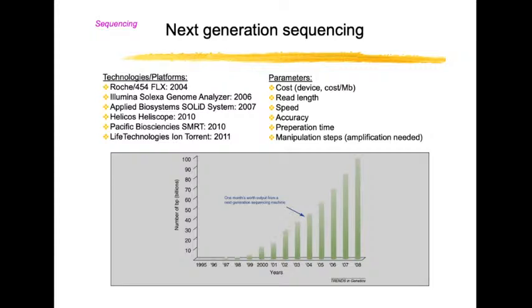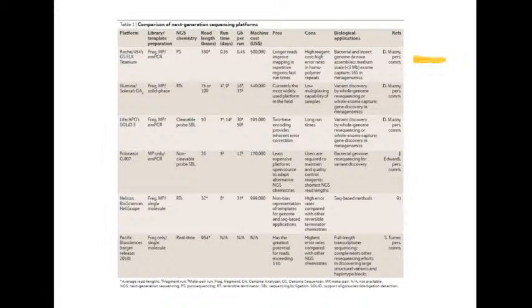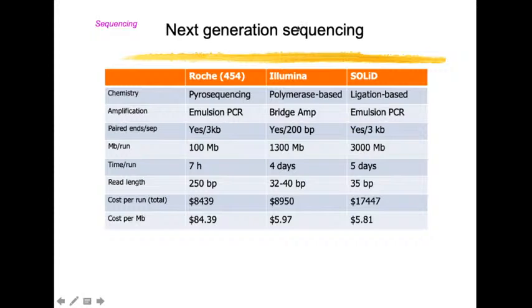There are various parameters that we check for each sequencer, which is good or bad from the user's point of view: read length, speed, accuracy, preparation time, manipulation steps, and the number of billion base pairs. From the year 2004 it took a sudden rise. Earlier it was quite a low number of base pairs we could check. It goes from 50, 60 billion base pairs, and by 2008 it was 100 billion. So that's how we can check within a few days. These are the various machines: Roche, Illumina Solexa, SOLiD 3, Polonator, Helicos, Pacific Biosciences. These are various platforms with different principles, with their pros and cons, and this is a summary of the next generation sequencing.